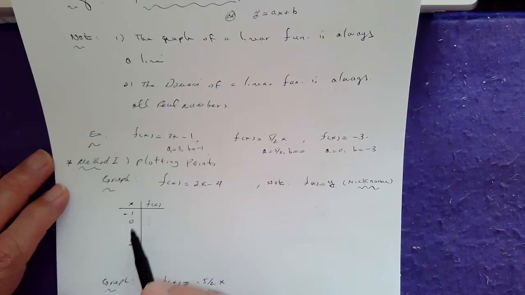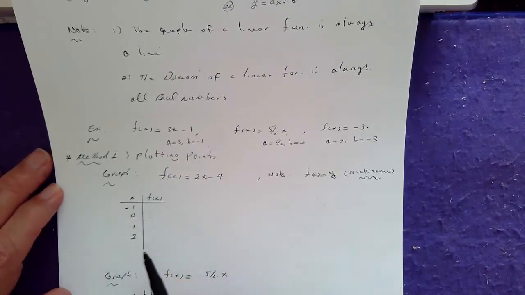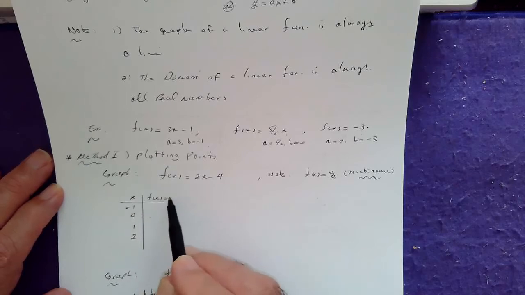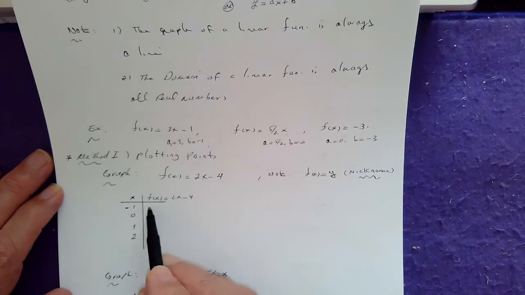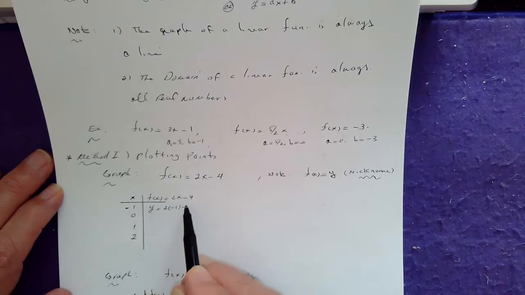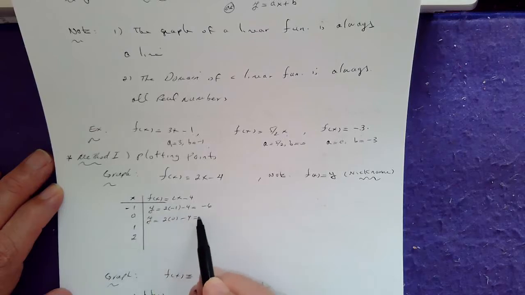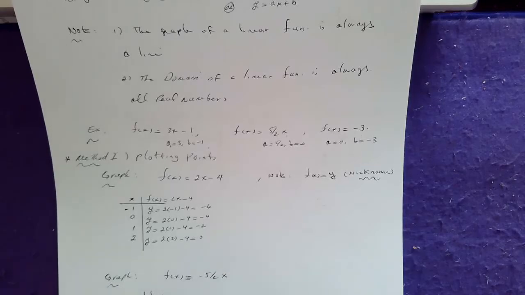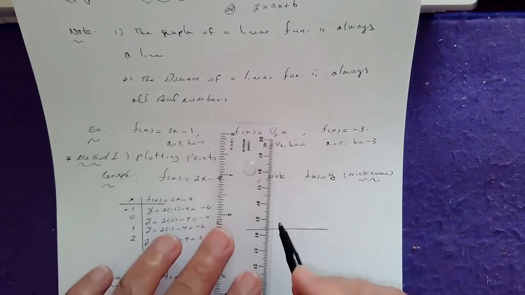Okay, let's say we select some garden variety numbers like negative 1, 0, 1, 2. Remember, I chose these numbers from the top of my head. Now I'm going to go back to this equation and replace the x with negative 1. I get y equals 2 times negative 1 minus 4, which is negative 6. Then with 0, I get negative 4. Then with 1, I get negative 2. Then with 2, I get 0.